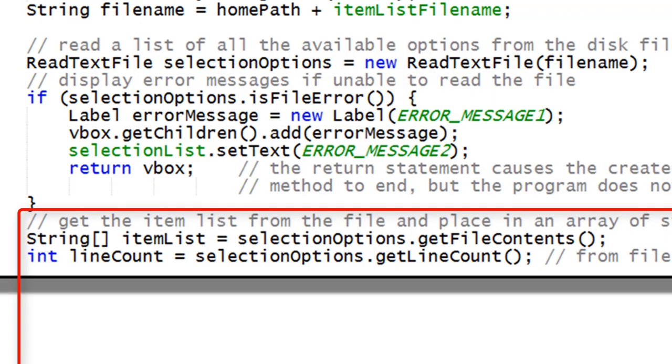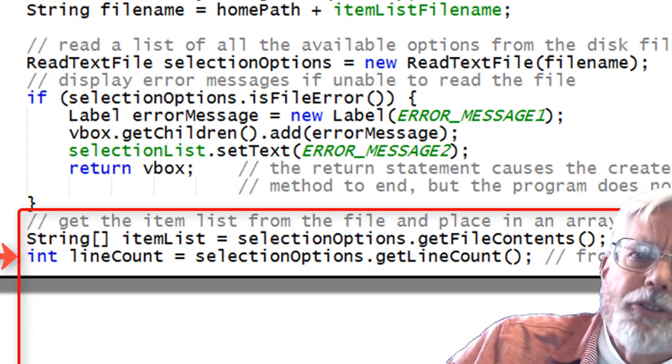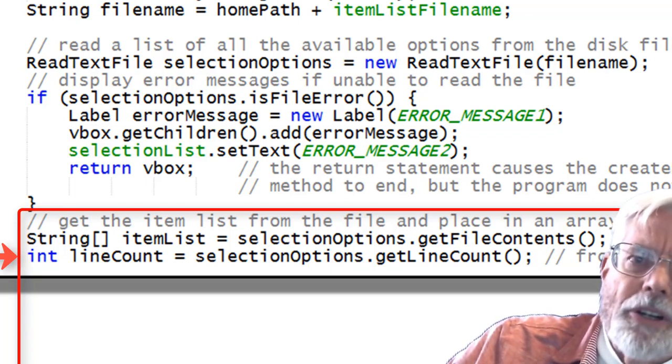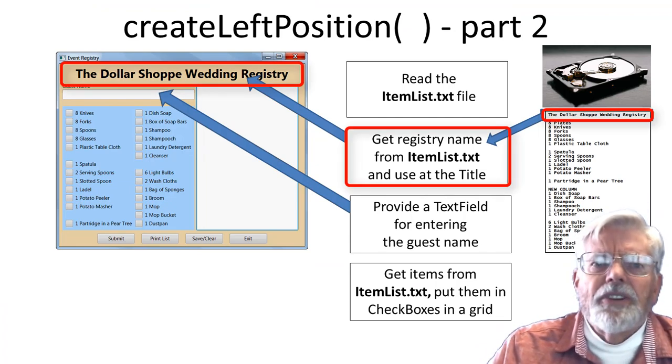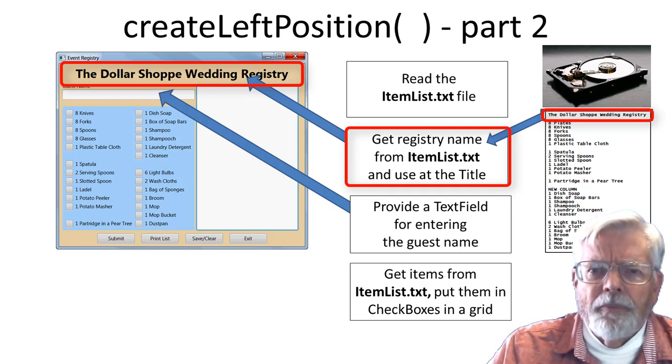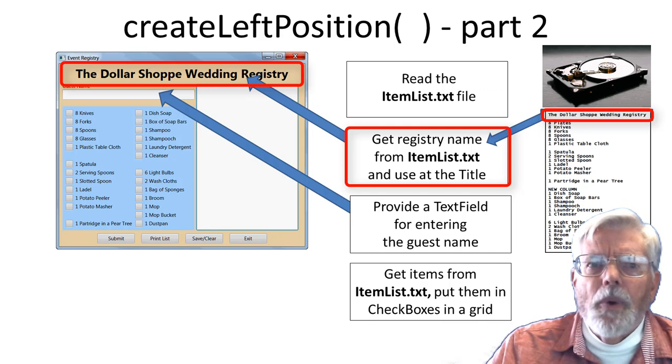Now we can assume that an error did not occur while reading from the itemlist.txt file. The file contents are copied into string array itemList, which is a variable local to the createLeftPosition method. The line count is also retrieved from the readTextFile object. The first line of text in the itemList.txt file is the name of the event, which is to be placed as the title at the top position of the border pane. Although we're actually in the createLeftPosition method, it is here that we are reading the itemList.txt file, so it will be here that the title will be updated.